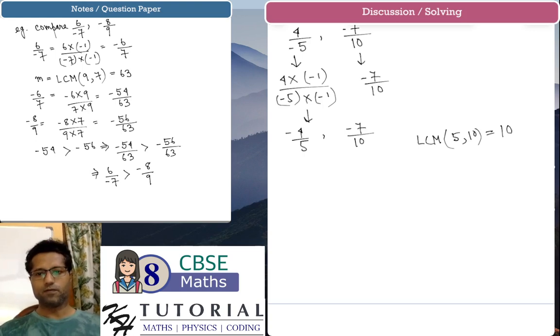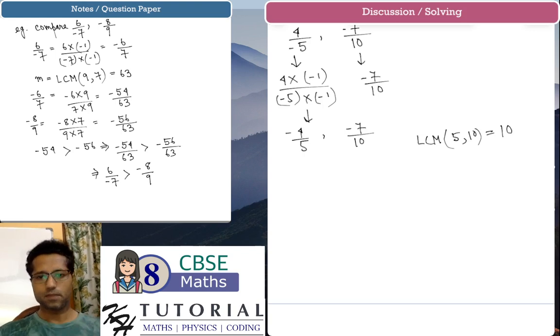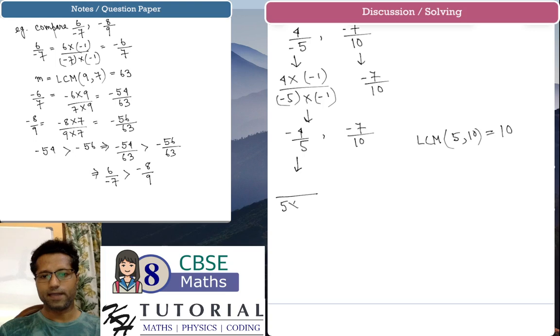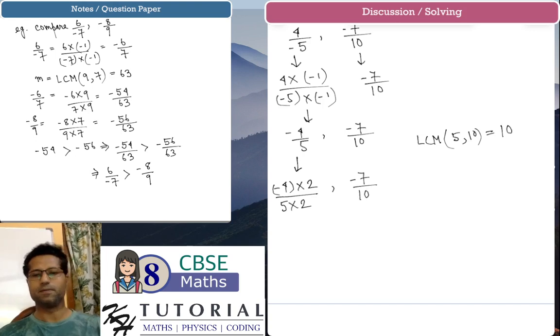So now we have to convert both these rational numbers to their equivalent form, so that the equivalent form has the denominator 10. How do I convert minus 4 by 5 to its equivalent rational form, so that the equivalent rational form has the denominator 10? I see that I have to multiply 5 with 2 to make it 10. I will multiply it by 2, so I will multiply also the numerator with 2. So this is the equivalent form. Similarly, in the second rational number, the denominator is already 10, so I will not do anything. So minus 7 by 10.